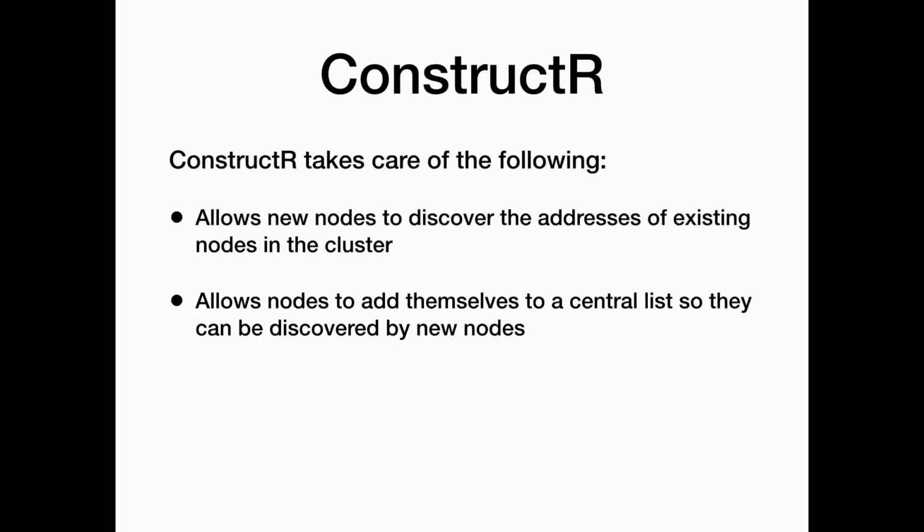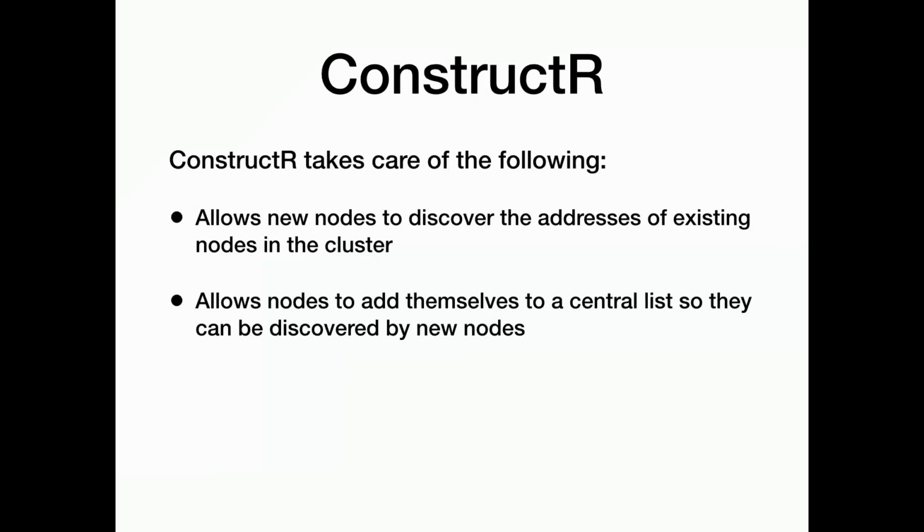ConstructR is a library that uses a backend. Basically, it makes the process of seed node discovery easier. It gives you a central, well-known location to place your seed nodes. So new nodes can come in, find seed nodes easily, and once they join the cluster, they can add themselves as seed nodes, and the seed list can update, and they can become contact points as well.